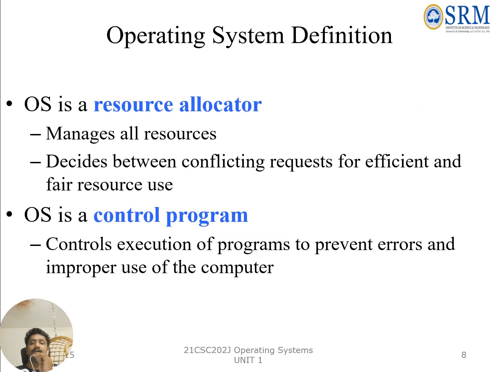Okay, now we are going to discuss the same definition of the operating system with respect to the resource controller and the control program. First, with respect to the resource controller, the operating system is able to manage all the resources utilized in the system architecture. Also, in managing the resources, it should be able to decide how to handle conflicting requests for resources effectively, and it should be fair enough in using all the resources involved in the OS easily.